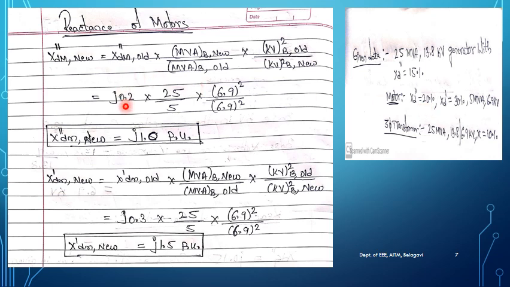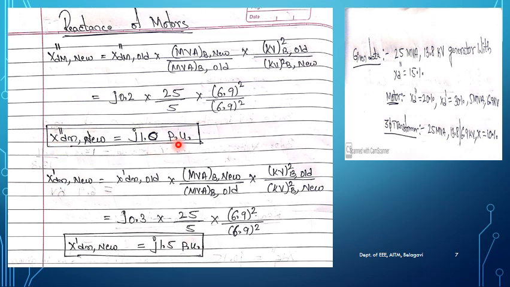So our subtransient reactance will be j0.2, and the new MVA base we chose on the generator side, which was 25 MVA. So 25 divided by the MVA value of the motor, which is 5, into the old kilovolt base. This is the old value of the motor, which is 6.9 kilovolt, divided by the new kilovolt base, 6.9. If you simplify it further, you get the subtransient reactance as 1 per unit.